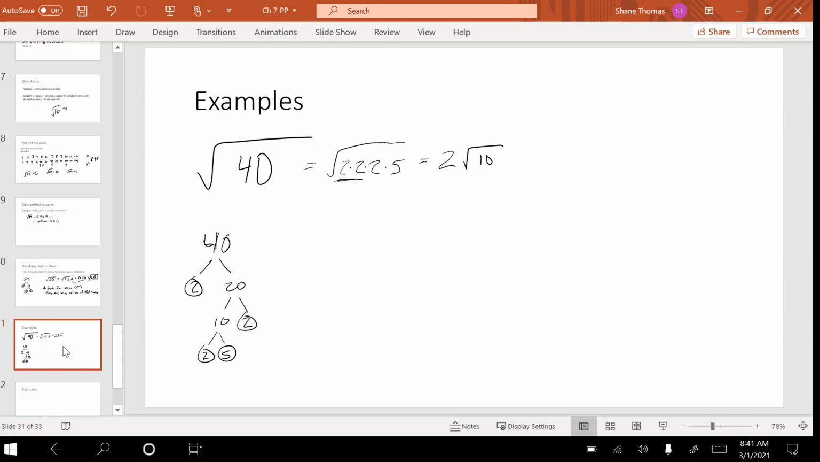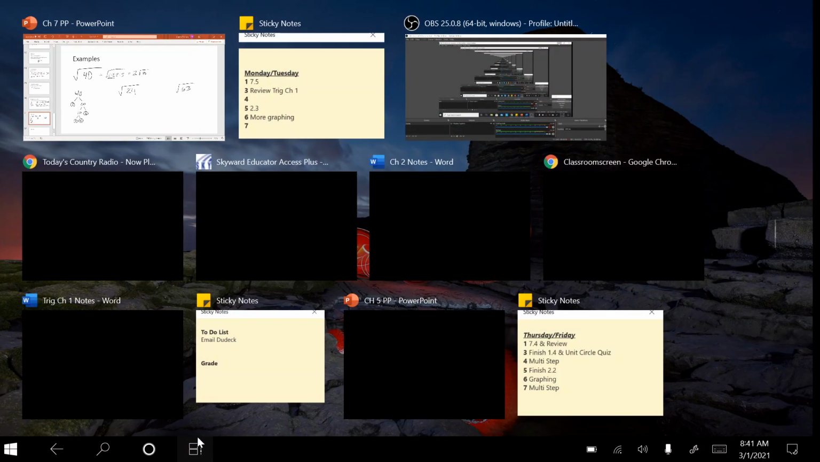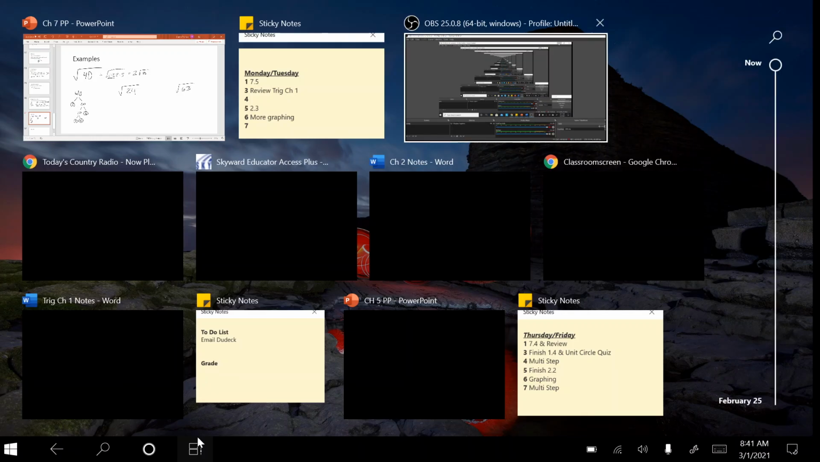All right. I'm going to give you 2 to try. Let's go with the square root of 24 and the square root of 63. Try those 2 guys out. Square root of 24 and the square root of 63.